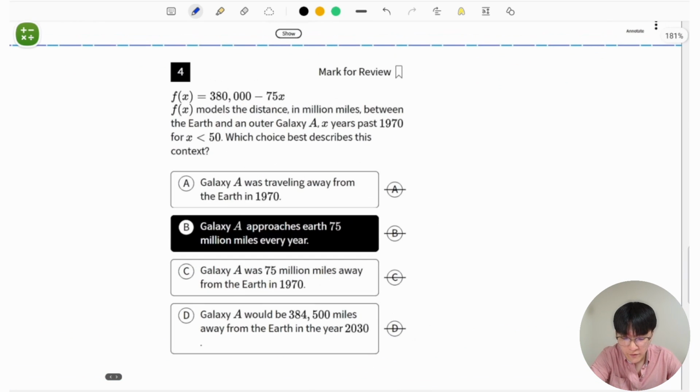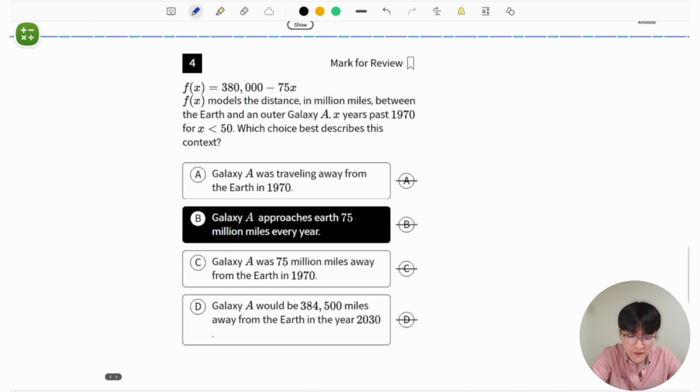All right, question number 4. f(x) = 380,000 − 75x. f(x) models the distance in million miles between the Earth and an outer galaxy A, x years past 1970. x is smaller than 50. Which choice best describes this context?